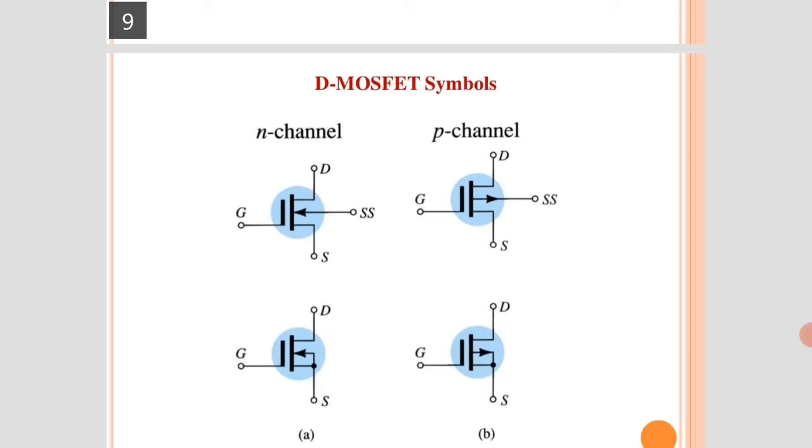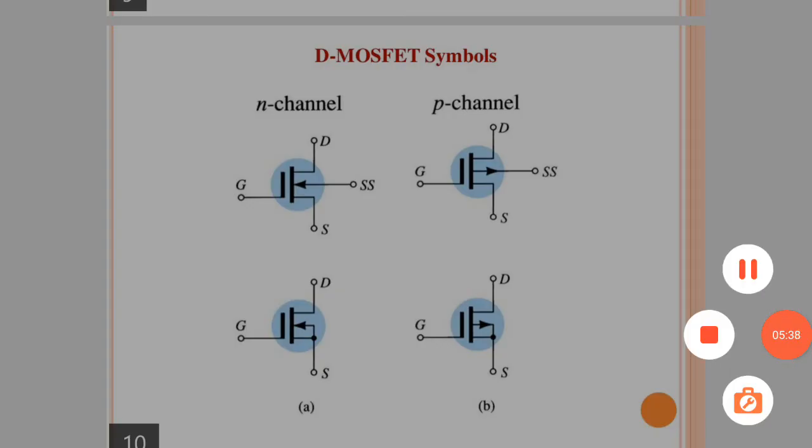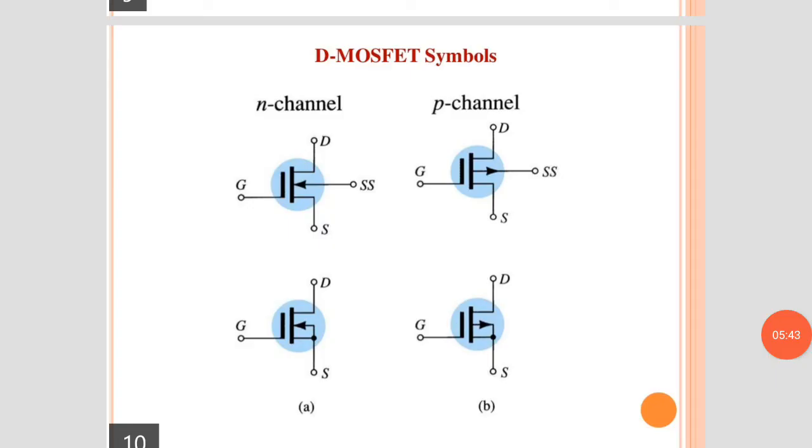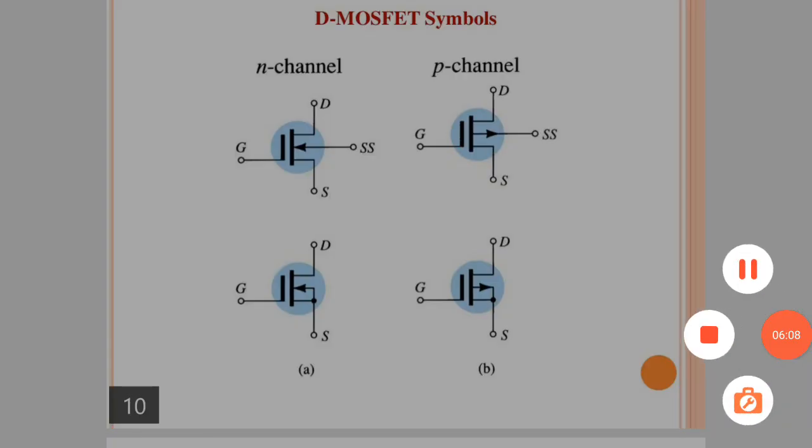The depletion metal oxide semiconductor field effect transistor symbols. There are two types of MOSFET, N channel and P channel. There are 3 terminals for MOSFET: drain, gate, source. In N channel, the arrowhead direction is on the source, and in P channel the arrowhead direction is out of the gate.